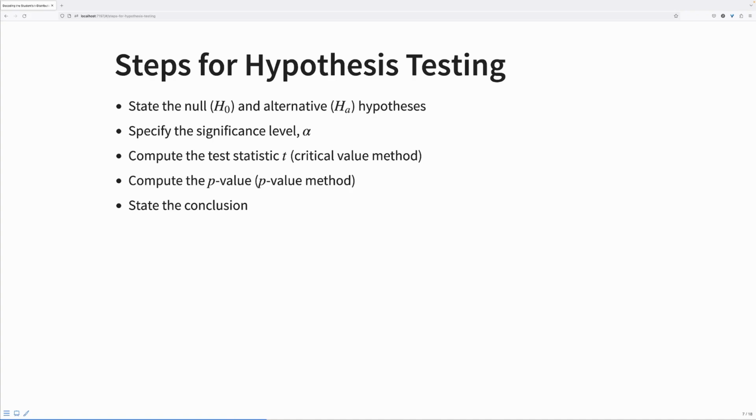Let's recall the steps for hypothesis testing. The first step is to state the null and alternative hypotheses, then specify the significance level, alpha, and then compute the test statistic. In the t-test, it is t. You can use the critical value method, or you can compute the p-value and use the p-value method to make your decision. The final step is to state your conclusion.